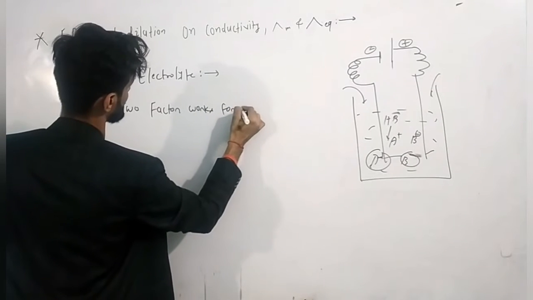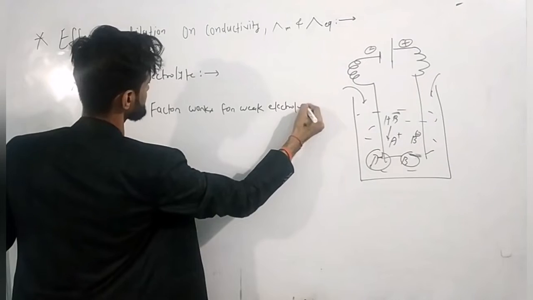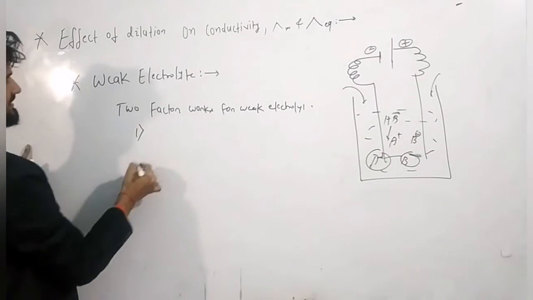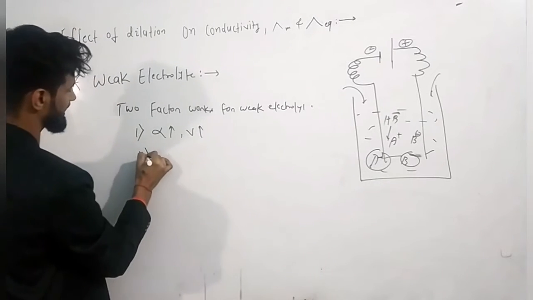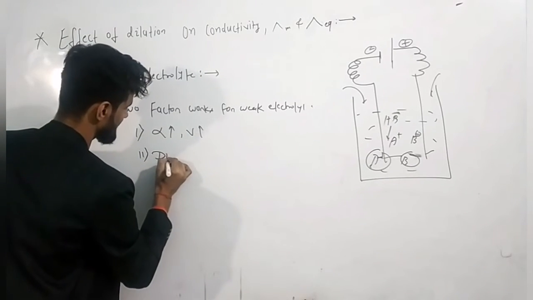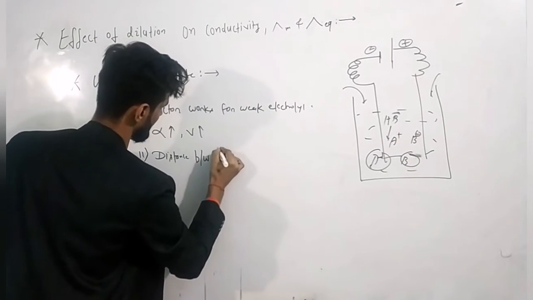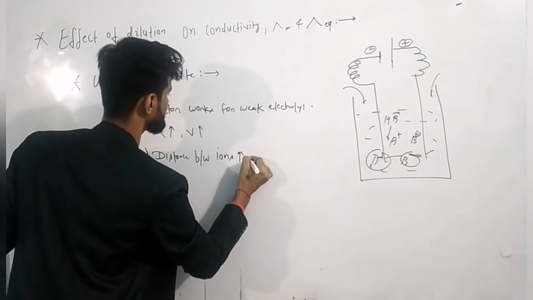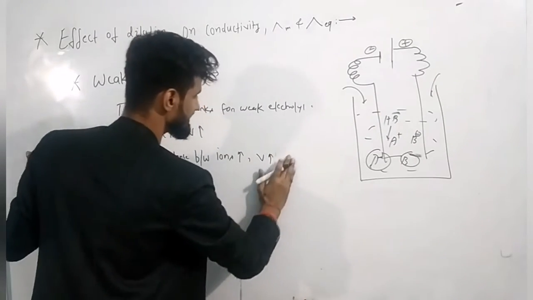Works for weak electrolyte. First factor is alpha increases if volume increases. Second factor is distance between ions increases if volume increases, and if distance between the ions increases, then what will happen?